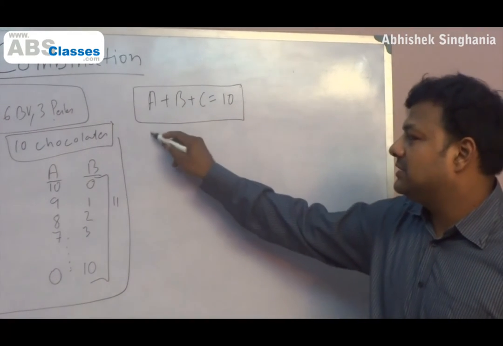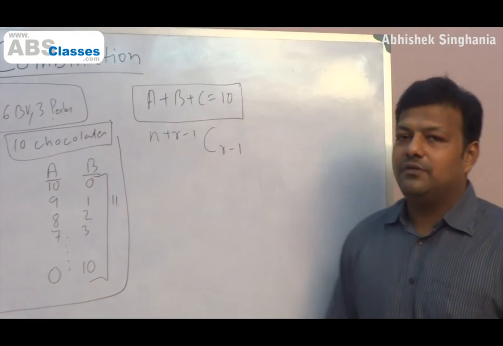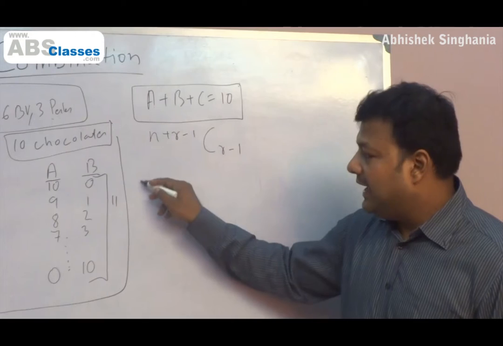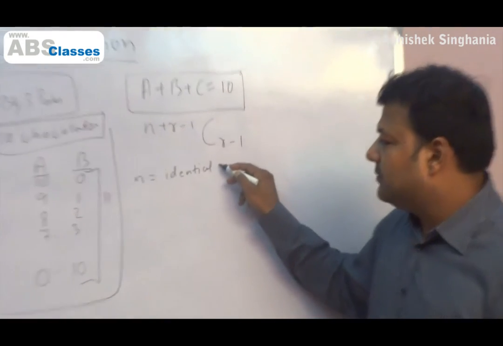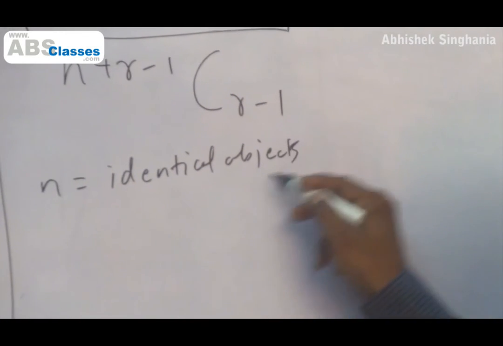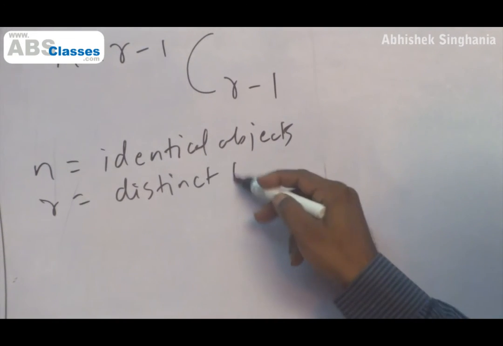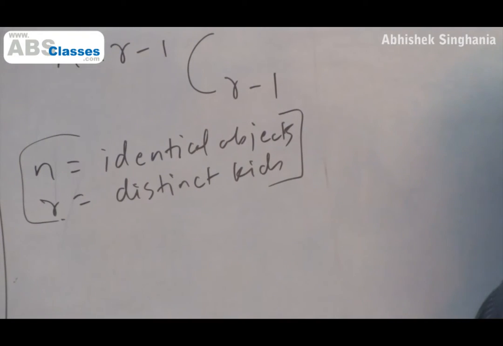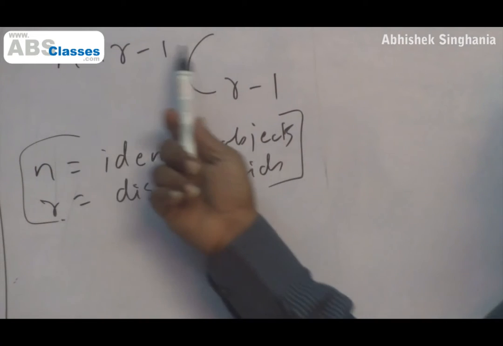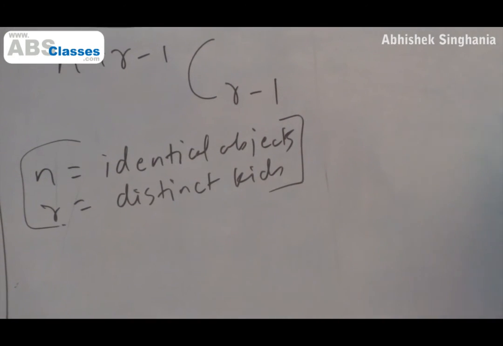The formula goes like this: n plus r minus 1, C r minus 1. This is the formula. Where n is identical objects, the ones which we are supposed to distribute. r is distinct groups, the truant kids with nothing to do, hunting, middle-aged men like me. And the formula is n plus r minus 1, C r minus 1.